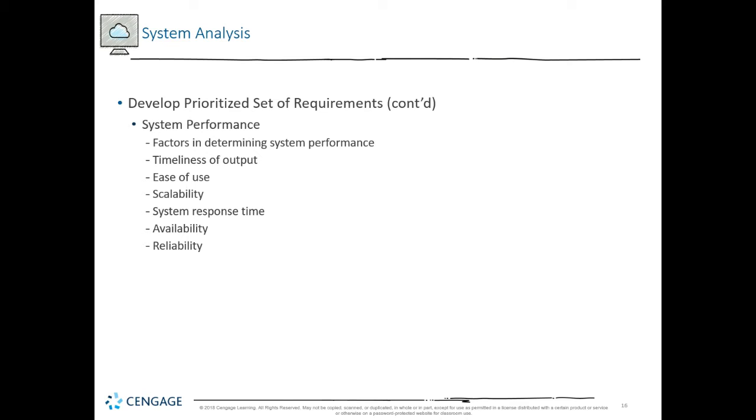Systems analysis. Develop prioritized set of requirements, continued. System performance. Factors in determining system performance: timeliness of output, ease of use, scalability, system response time, availability, reliability.